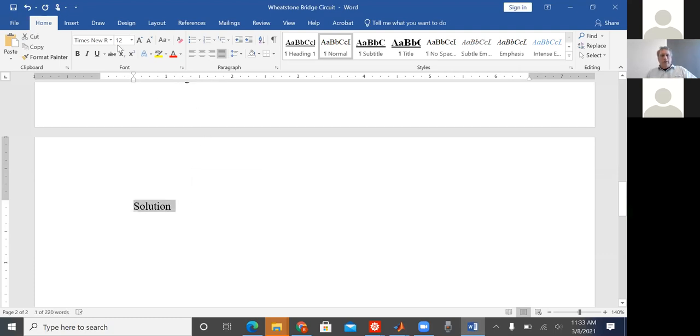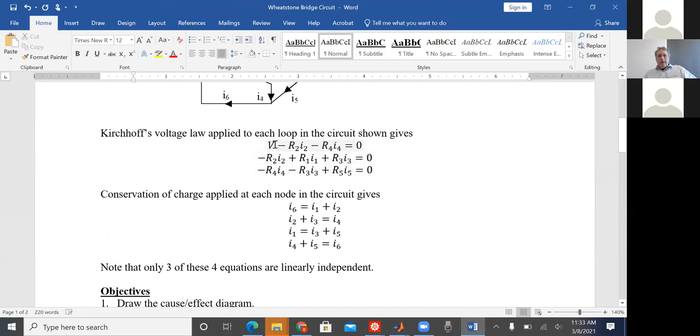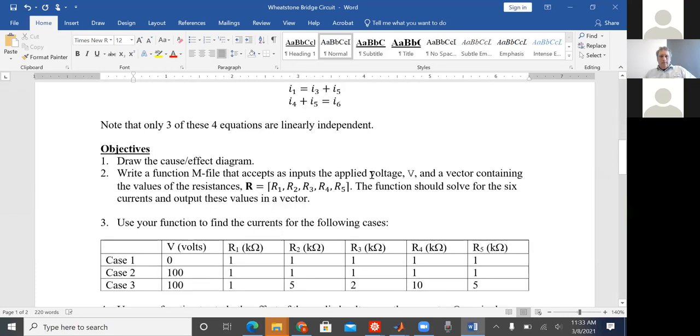Or maybe you could call this analysis, bold, underline. Now, we need to set up a six by six A matrix and a right hand side. So let's derive the equations here.